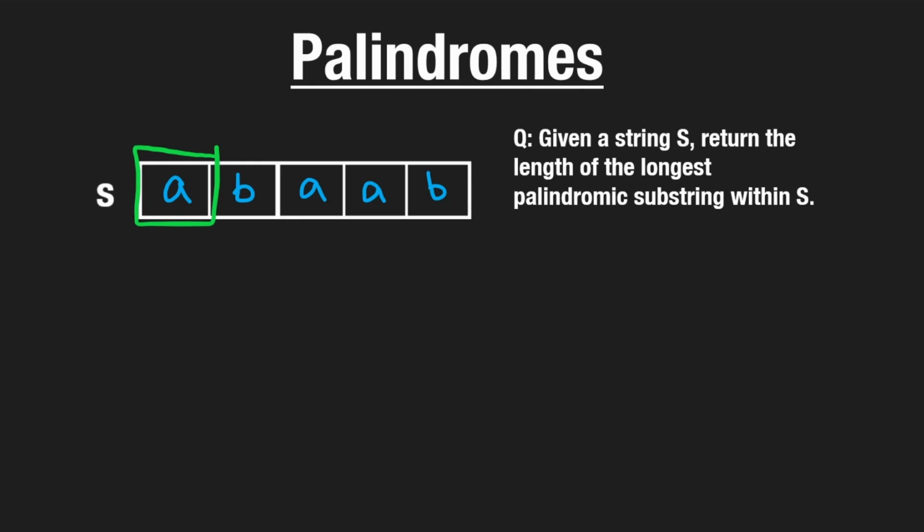That's always going to be the case. Now we add a second character here. To check if this is a palindrome, we'll simply compare these two characters, if they're equal or not. That's pretty easy. But next, when we add a third character, it starts to get more interesting.